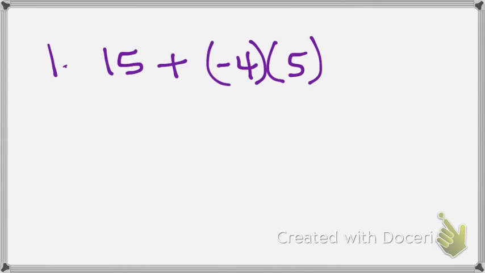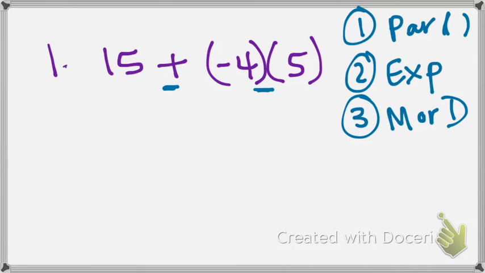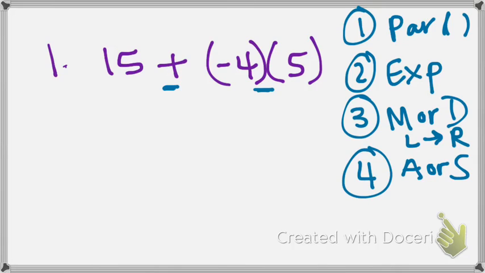Here's the examples that we did in class in pairs. And so this first one, I have 2 operations. I have adding and I have multiplication here. Remember, level 1 is parentheses. Let's draw a little parentheses. Level 2 is exponents. Number 3 is multiply or divide, left to right. And level 4 is add or subtract, left to right.